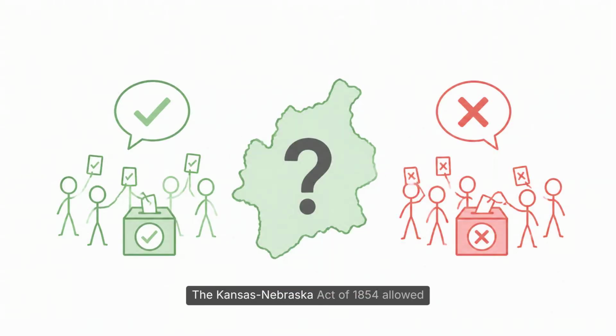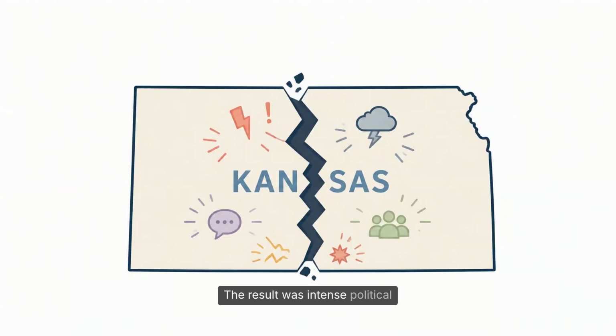The Kansas-Nebraska Act of 1854 allowed settlers in certain territories to decide whether slavery would be permitted through a principle known as popular sovereignty. The result was intense political conflict and violence in Kansas.